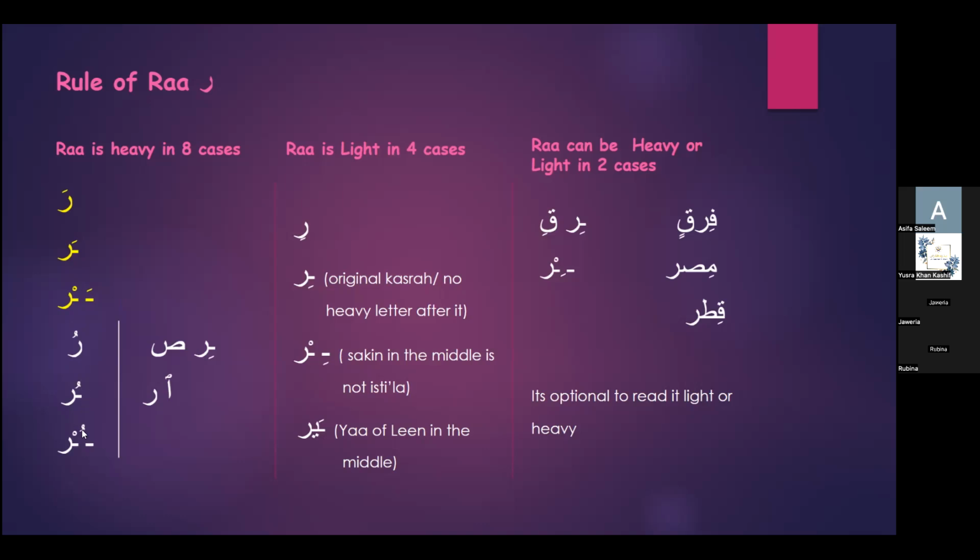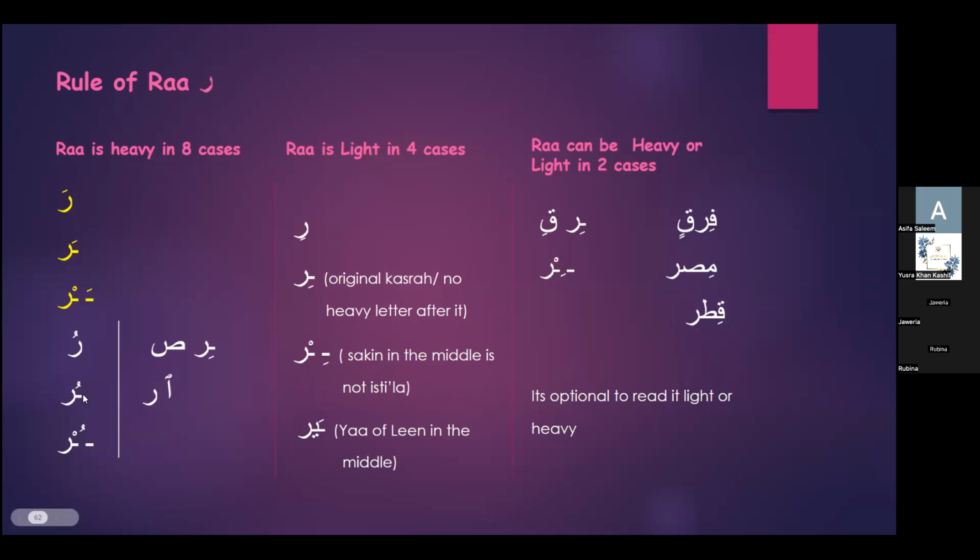Now we have the 3 examples with the dhamma. Ra with the dhamma is heavy. Ra sakina, look what's before it. If it has a haraka dhamma, ra would be heavy. Ra sakina, if the letter before it also is sakin, keep going back, look at the last third letter. If it has a dhamma, the ra would be heavy again. So the example can be given in words like Nur, Nuruhum.